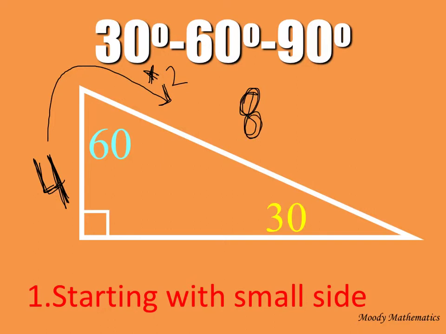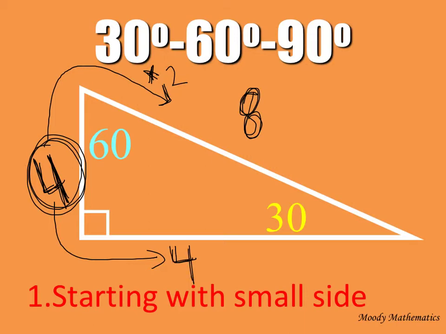Now to go to the opposite 60, remember this, you're always going to go back to the smallest side. It makes it easier. To go from opposite 30 to opposite 60, you always multiply that 4 times root 3. And you cannot simplify that because 4 root 3 is really 4 root 3.